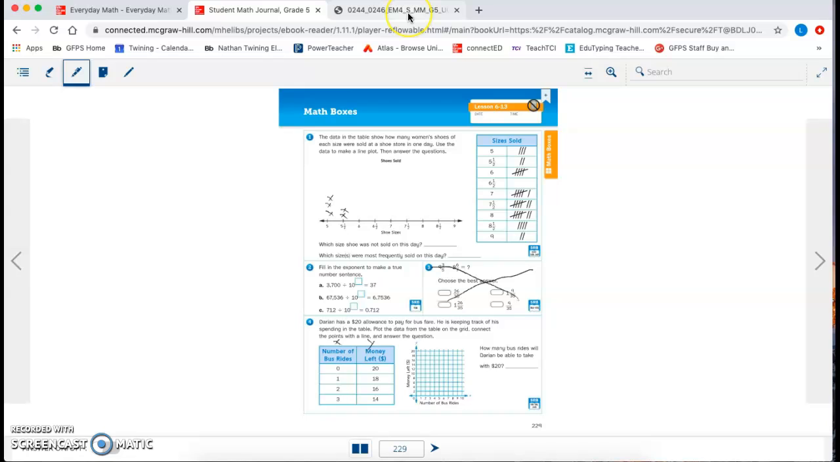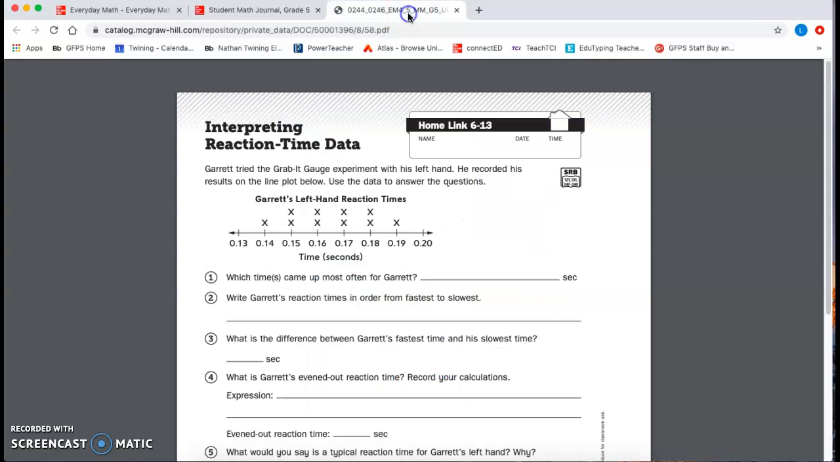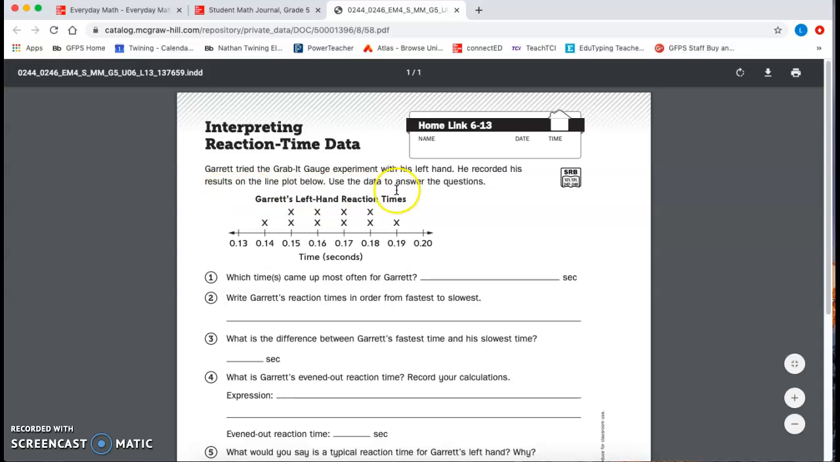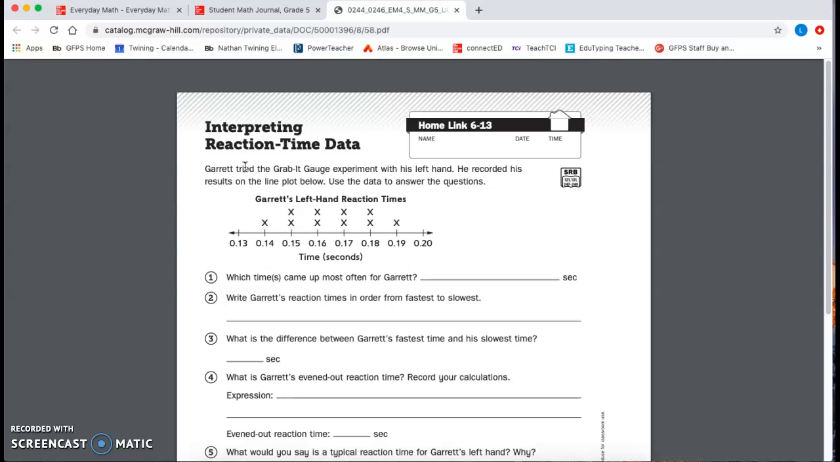Now, the other thing that we have to do is the home link. This talks about using the grab it gauge, and I'm going to show you the grab it gauge that we have, but it's going to be optional to do that activity. For the home link, it says Garrett tried the grab it gauge experiment with his left hand. He recorded his results on the line plot below. Use the data to answer the question. So which time, and then remember that S is an apostrophe, so that means it can be more than one, came up the most often for Garrett. So you need to look on this grid and which time or times came up the most often.